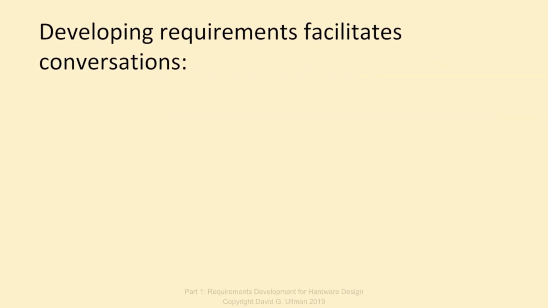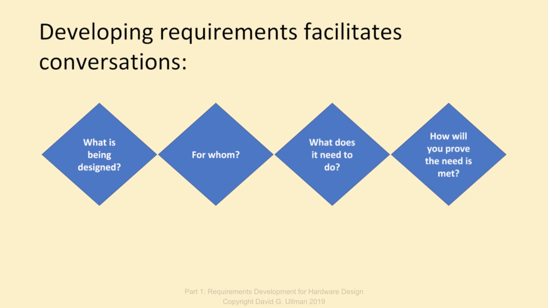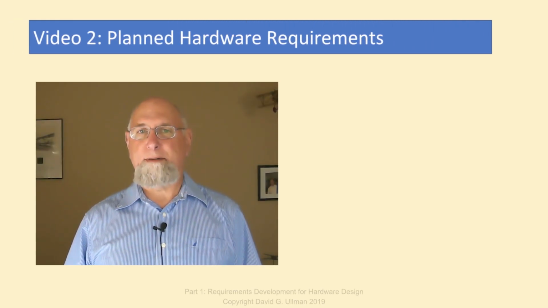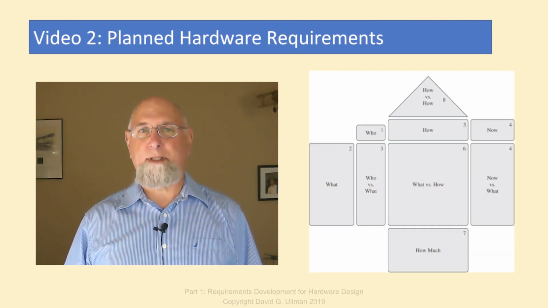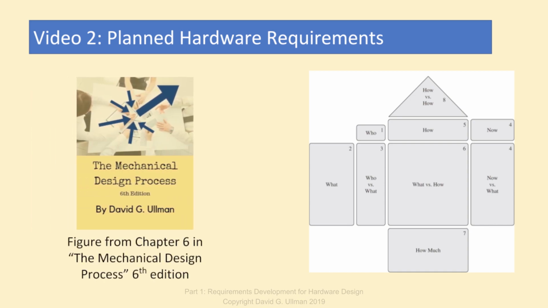So in summary, developing requirements is having conversations about what is being designed, for whom, what does it need to do, and how will you prove the need is met. The focus of video 2 in this series is the use of the Quality Function Deployment QFD method to answer the four key questions, a part of project planning. This material is based on Chapter 6 of the text, The Mechanical Design Process.